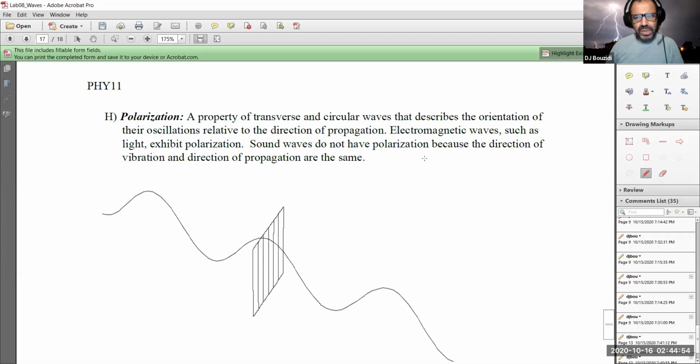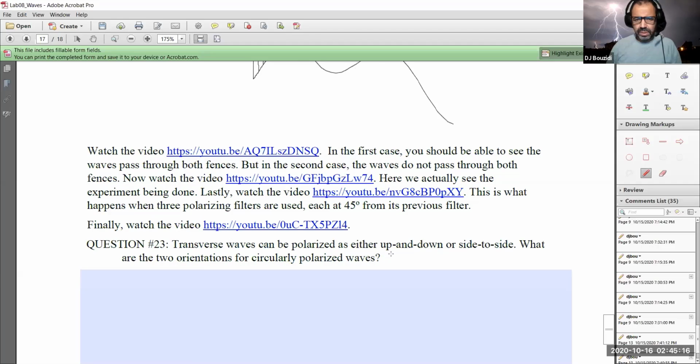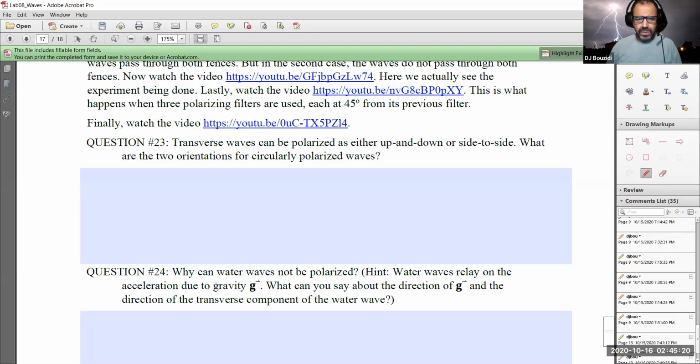Does this happen for sound? Absolutely not, because sound moves in compressional waves, so you cannot do that for sound. You have to do it only for transverse waves, not compressional waves. Here is a question. Transverse waves can be polarized as up or down. What is the orientation of circularly polarized waves? So at the end, you're going to have one direction. Why can water waves not be polarized? Again, because similar to sound, okay?